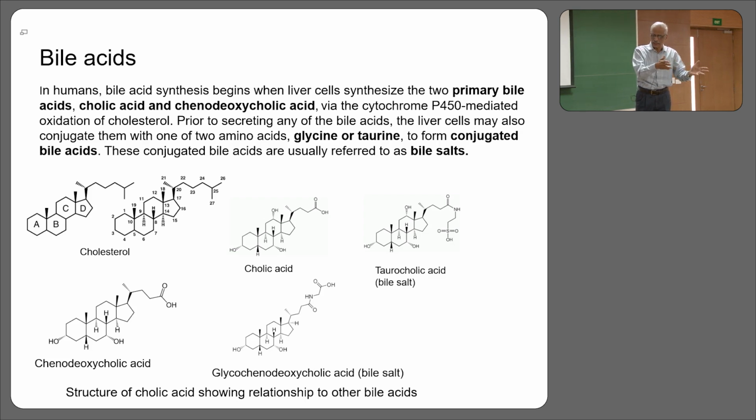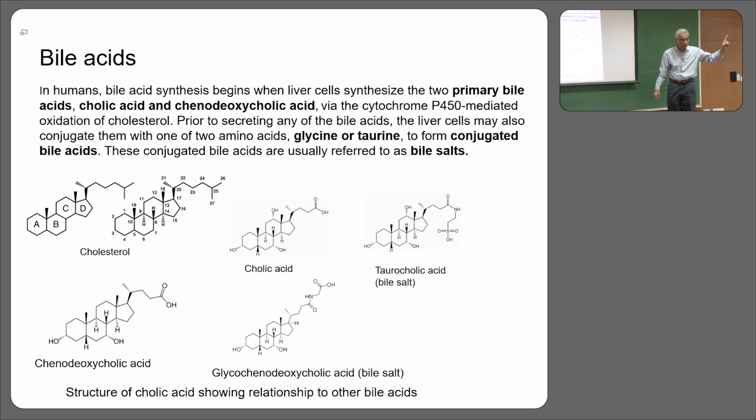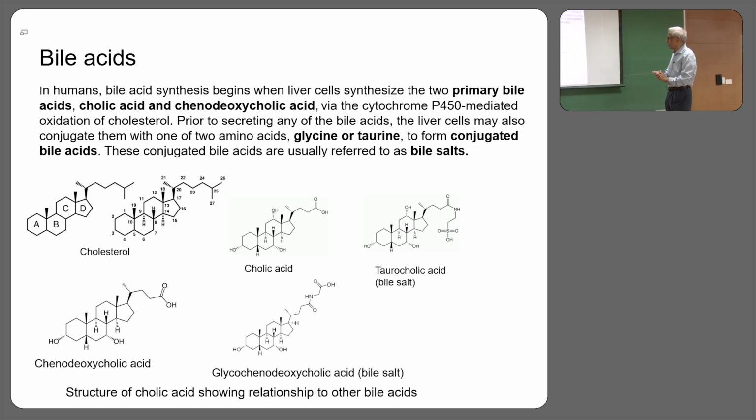And for that we need a detergent, and the detergent comes from what you call bile salts. Bile salts. What did I say just now? Understand, bile salts. Now let's see how the bile salts are formed.